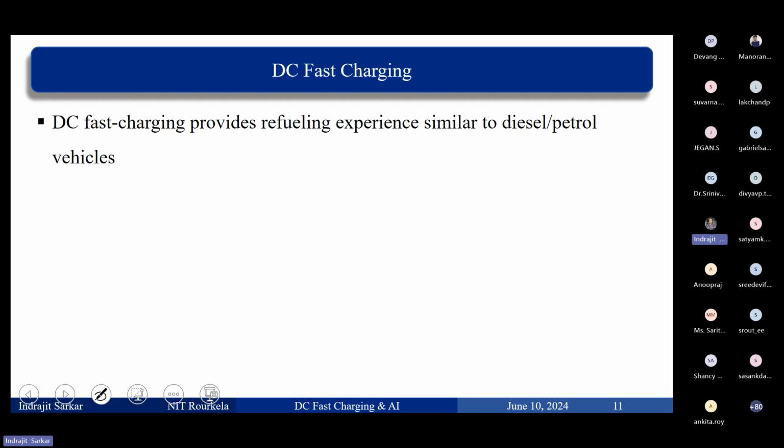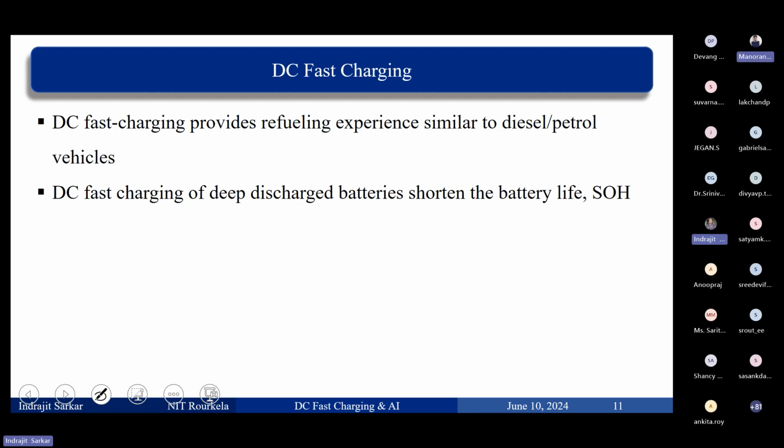Now DC fast charging provides a refueling experience similar to, I should not say similar, but yes, very close to the refueling experience of a diesel or petrol based vehicle. DC fast charging of deep discharge batteries shortens the battery life. Yes, you can do it, it is up to your wish. They will do it for deep discharge batteries, but definitely their battery life suffers.